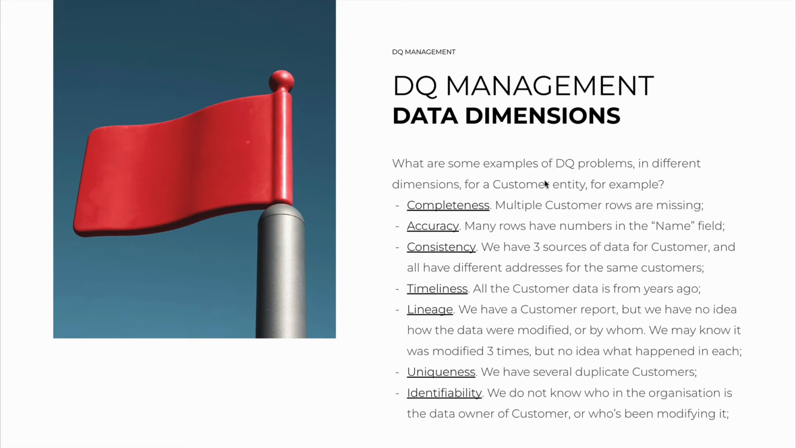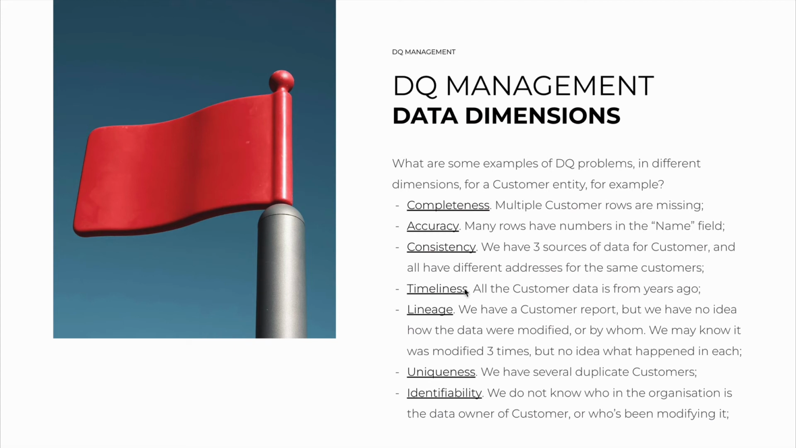Let's say that you have a customer entity in your database. What are some data quality problems in different dimensions? In terms of completeness, an example is having multiple customer rows in the database which are missing, or they're there but they have crucial fields empty. In terms of accuracy, it's about wrong data. You may have many customer rows which are there but they have numbers instead of names in the name field. Or, in terms of consistency, maybe we have 3 data sources for customers and they all have different addresses for the same customers, and this may occur for many customers.